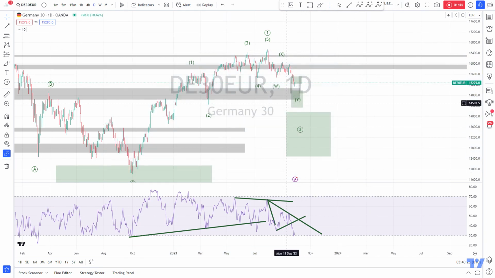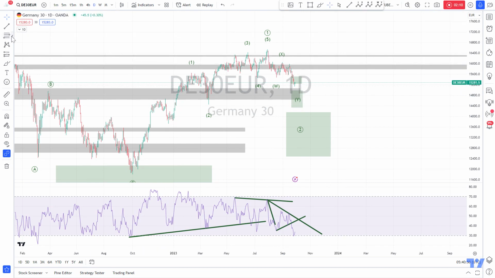Now, as you can see, there is still quite some distance to travel, and I'm also not sure that we will reach this area here. Sometimes it happens that we do not reach this 0.5 FIB retracement. Actually, I would be just happy if we could reach this area here.